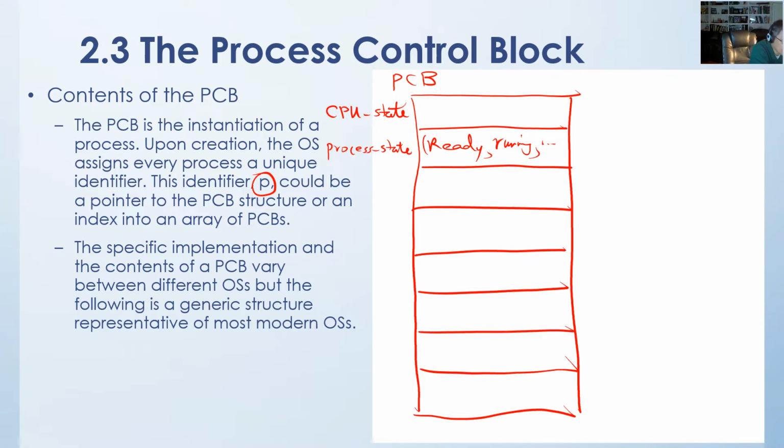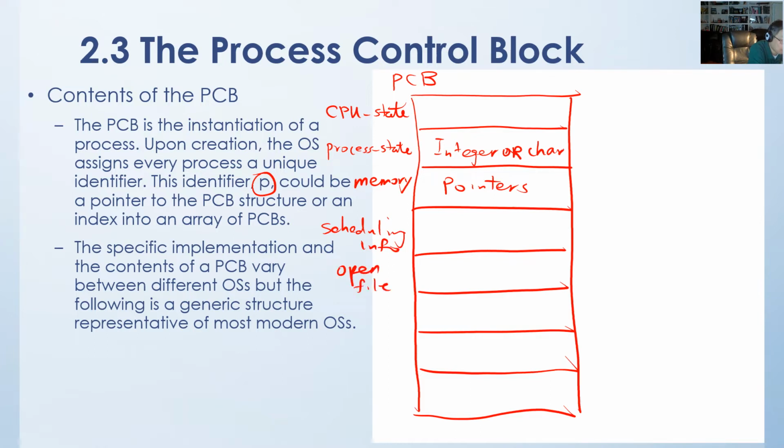So these states can be represented using certain numbers, like integers or characters. Let me do this: instead of writing the value, I can put the type for each item. So this could be an integer or characters. And then there is where the process is located in memory, typically a pointer, and scheduling information, and the files that are opened by this process, and other resources.